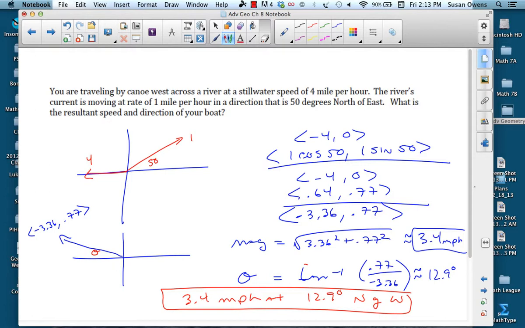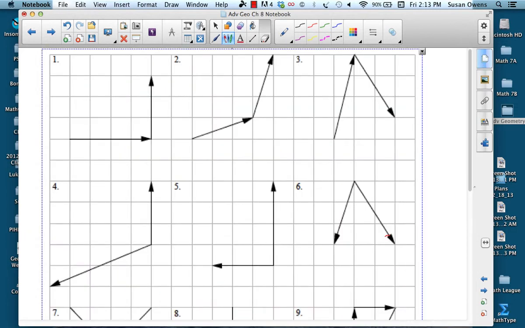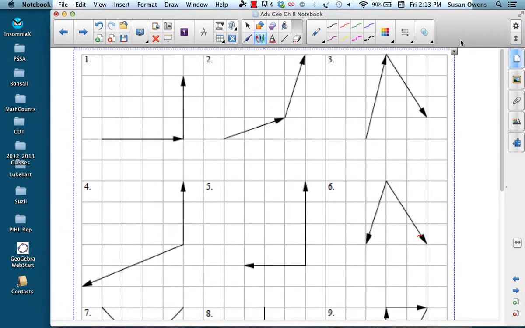Okay, get out your vector packet. I want to show you what you're doing for the second page. It's not nearly as hard as what it looks. It looks hard. Oh my gosh, it looks terrible. We're all gonna die. They should be in the back where our advanced geometry stuff is, below the bin. Okay.